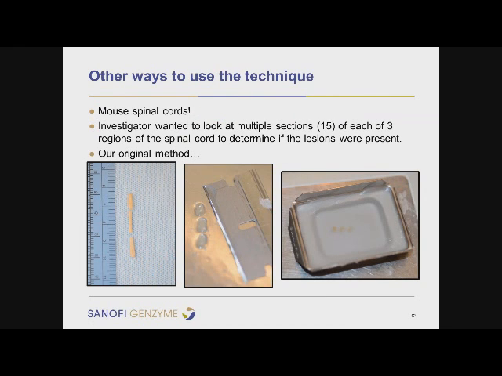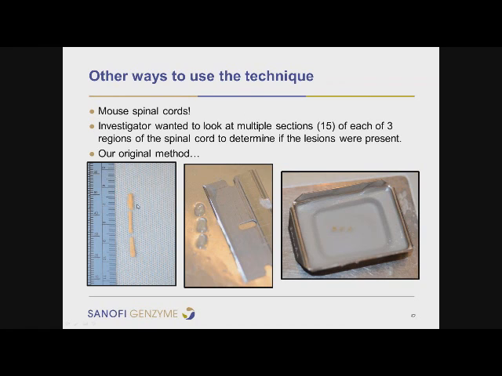So there are other ways to use this technique. We didn't end up just using it on the aortas. We also used it on the mouse spinal cords. So we had an investigator who wanted to look at multiple sections, that is 15 sections, of each of 3 different regions of the spinal cord to determine if lesions were present.